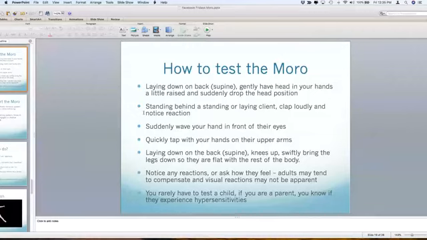When they're lying on their back, their knees are up, you can swiftly bring the legs down, holding under their ankles, so now their body is all straight. And just notice in a reaction how they feel. Sometimes they're just going to be reacting to that visual stimulus, so putting your hands in front of their face, or maybe just the loud noise. And again, you rarely have to test a child. If you're the parent, you're going to pretty much know.